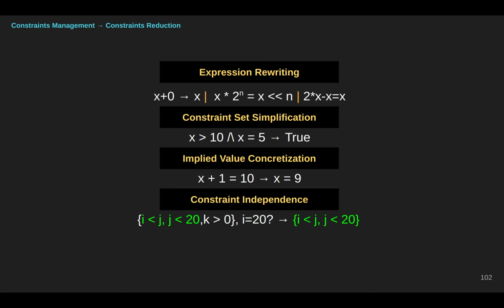Constraint set simplification. Then if you have this constraint, then it just always, what? x greater than 5 and x equals 5? Sorry, x greater than 10 and x equals 5. Oh, I don't know. I feel like this should be false. But anyway.